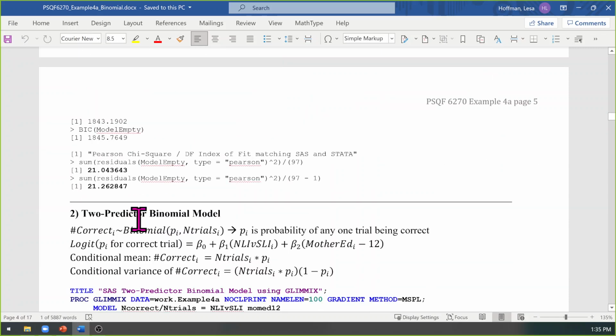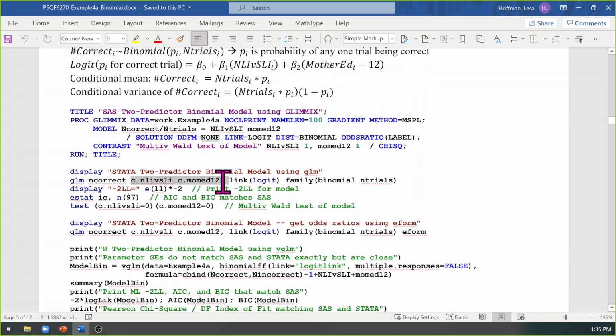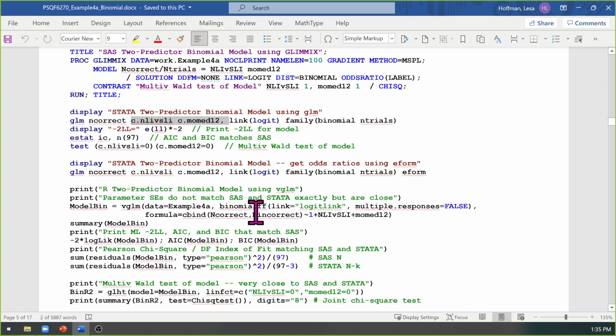Okay, so let's see what happens if I put in my 2 predictors. So the linear predictor that we have right here then, adding in my SLI group variable and mother's education centered at 12 years. So that's the only difference in the syntax, is just these 2 predictors going in here in Stata. In Stata, you can also do the E-form thing to get odds ratios separately.